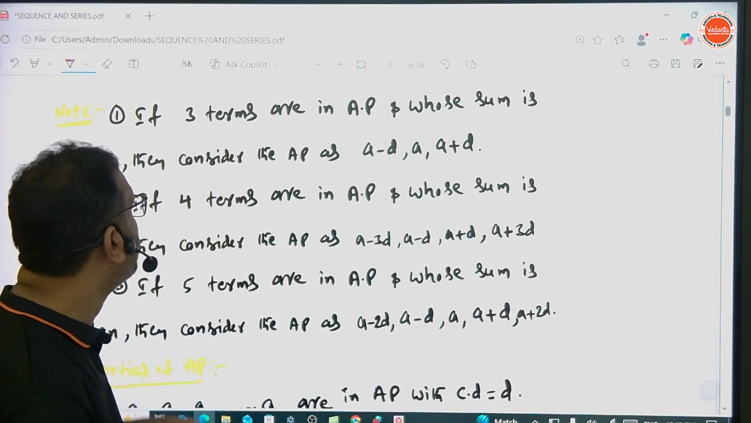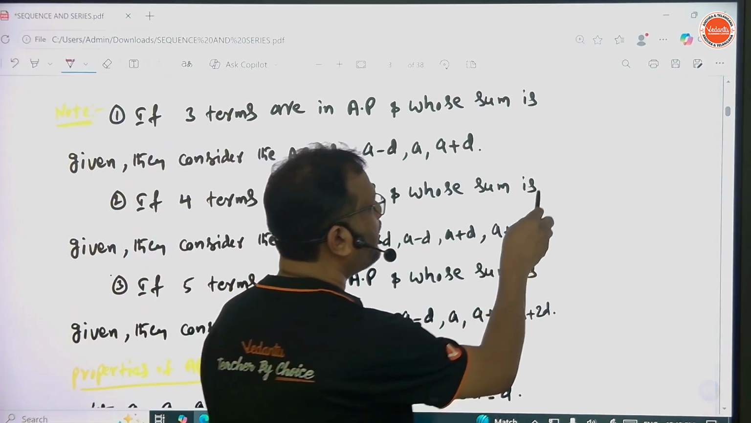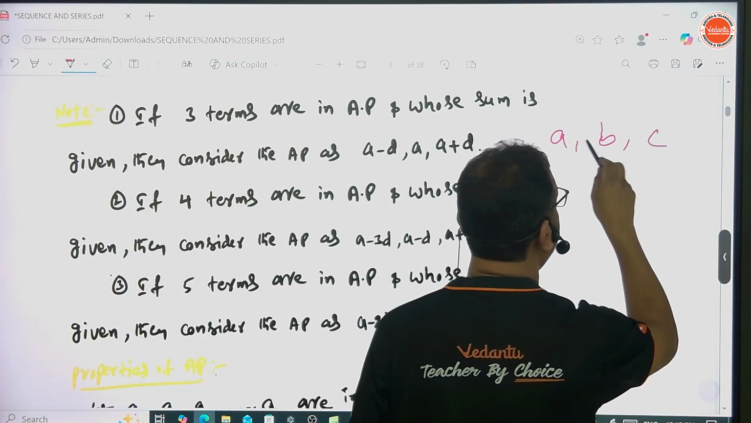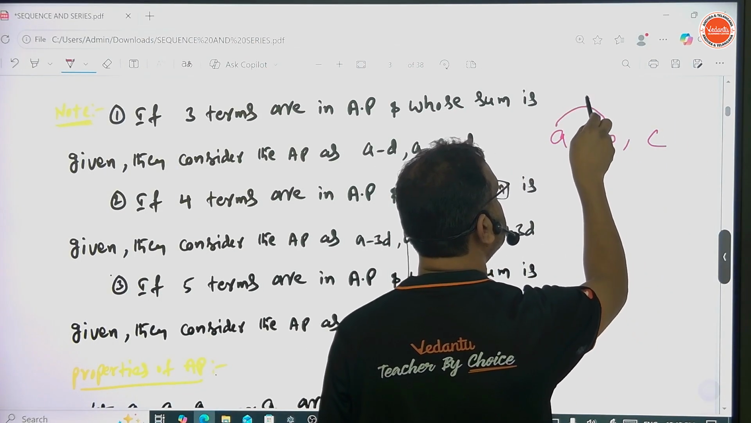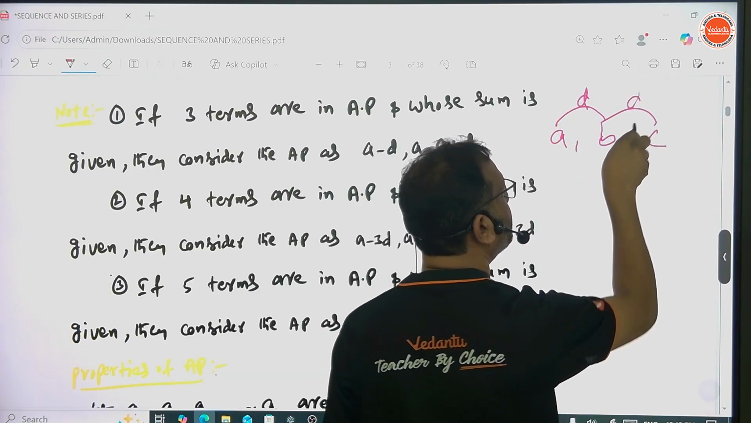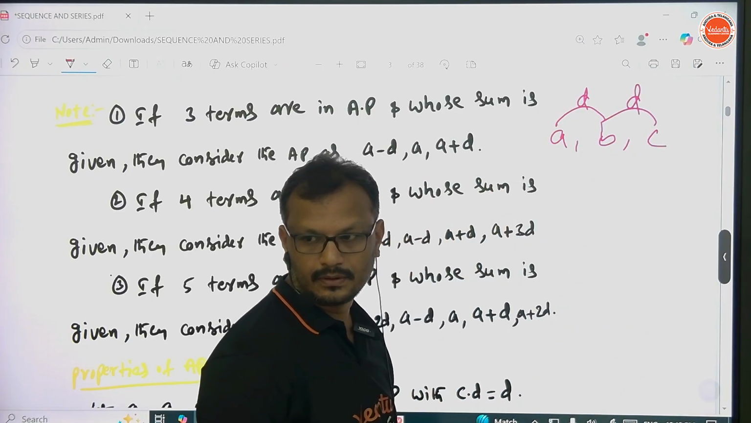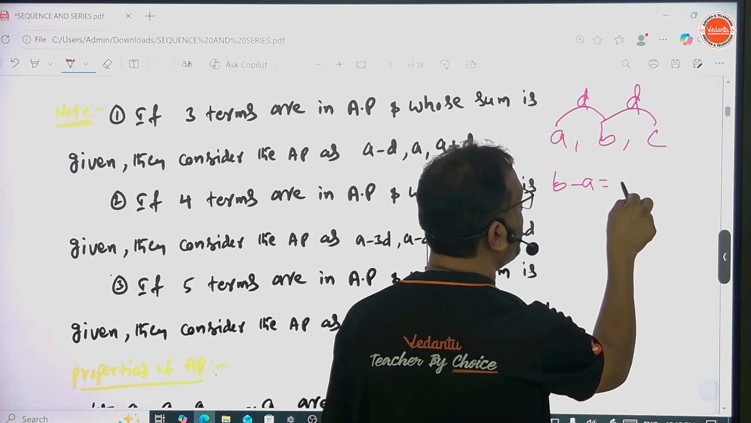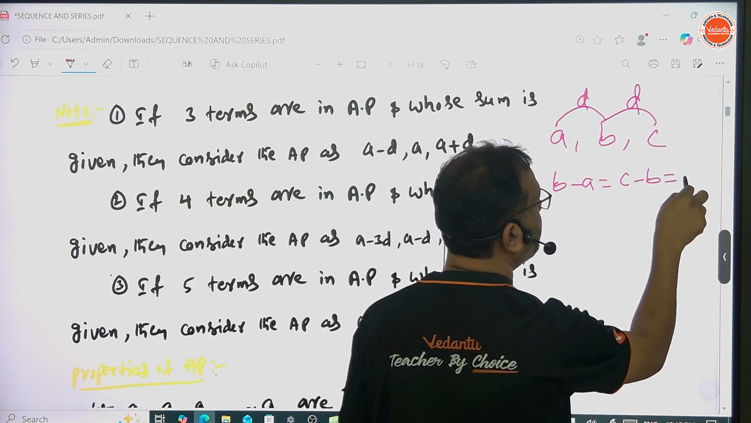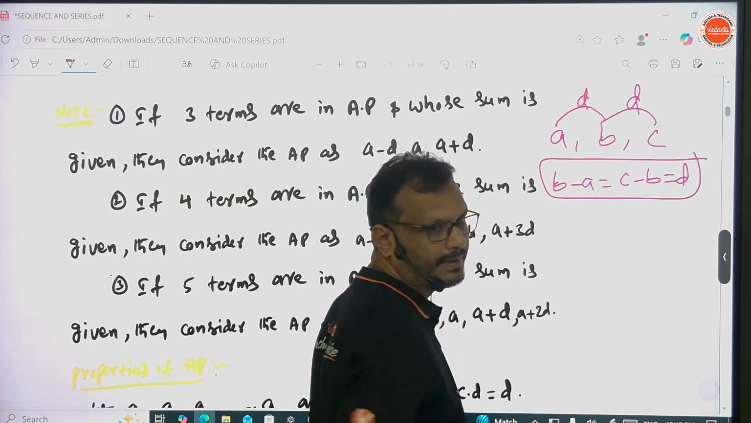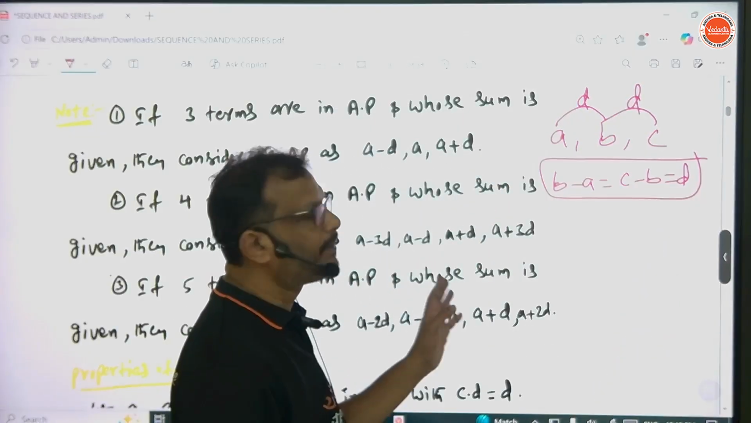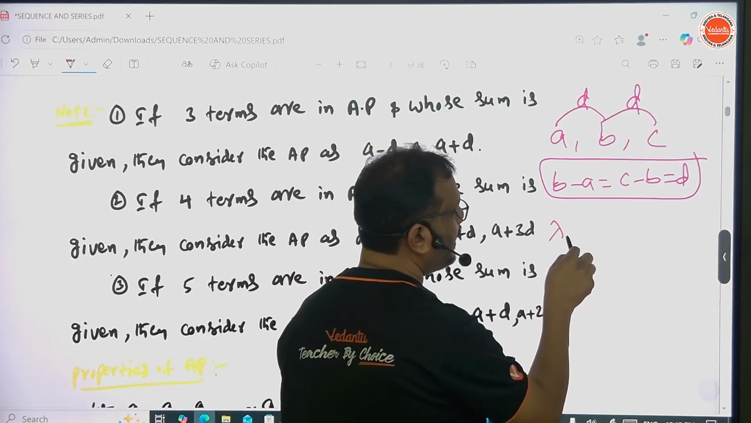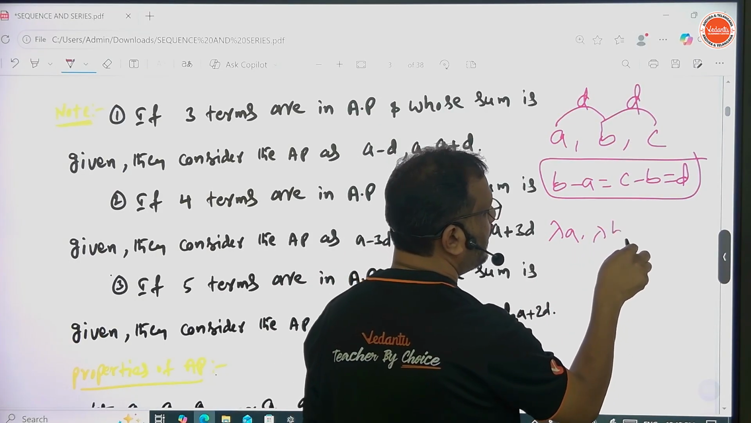For example, let's take terms in AP. Suppose A, B, C are in AP. The difference of these two is D, and the difference of these two is D. So B minus A is D and C minus B is also D. The common difference is the same between them because they are in AP. Now I will multiply with a constant value, let's say lambda: lambda A, lambda B, lambda C.